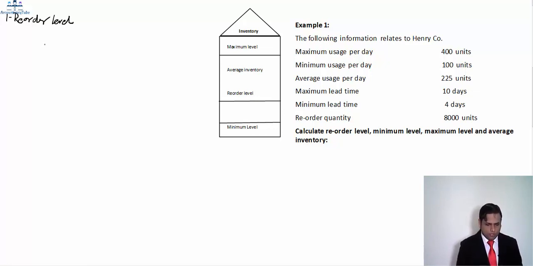We are starting with the reorder level because most of the other levels require reorder level in their computation. So we need to first compute reorder level in order to compute other levels. The formula for reorder level is maximum usage multiplied by maximum lead time.